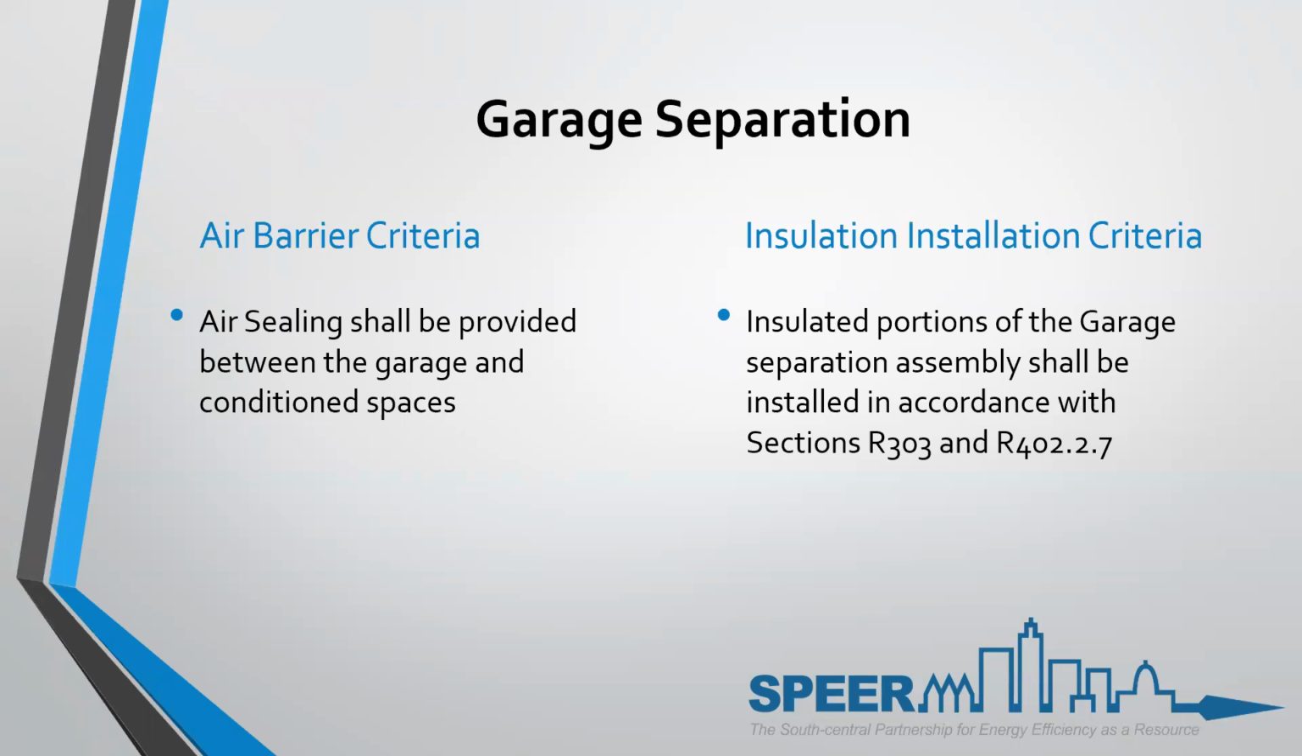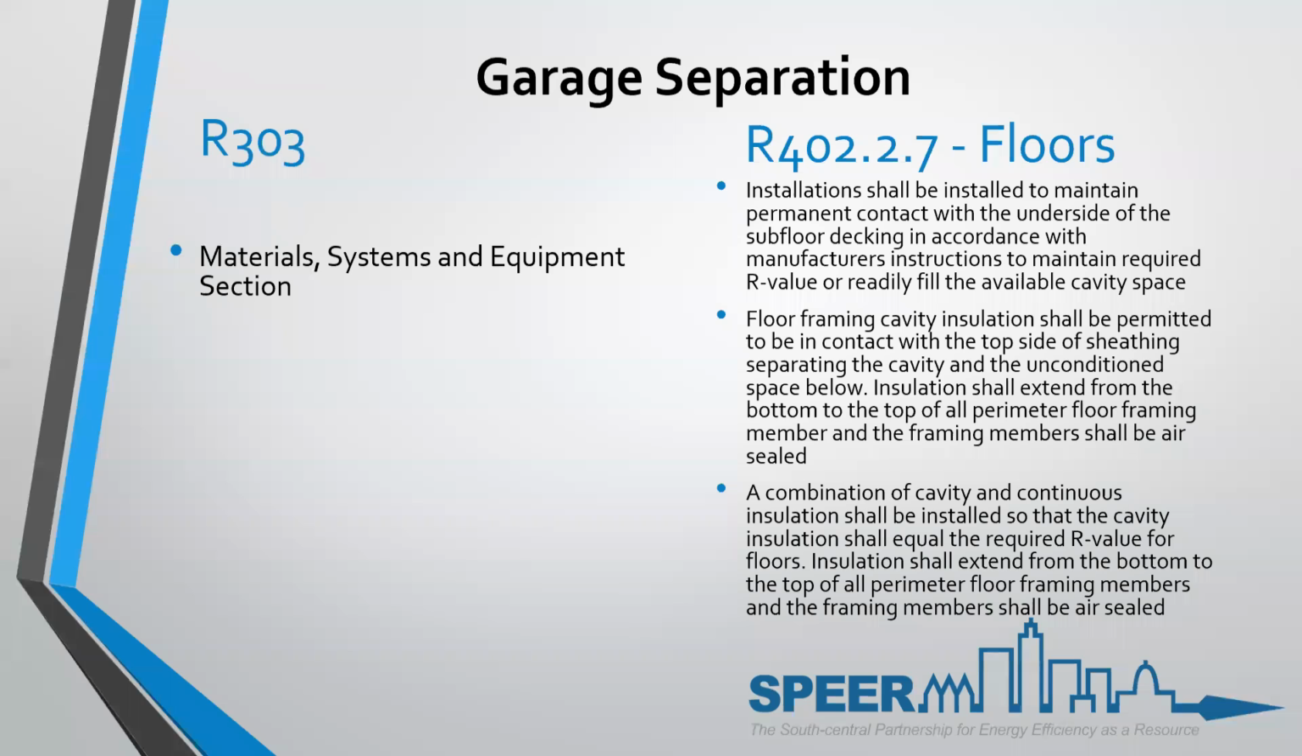The garage separation: air sealing shall be provided between the garage and conditioned spaces. And then insulated portions of the garage separation assembly shall be installed in accordance to section R303 and R402.2.7, which, R303 is about materials, systems, and equipment. It's lengthy. I didn't put all of it in here, but it does explain kind of how you're supposed to do it.